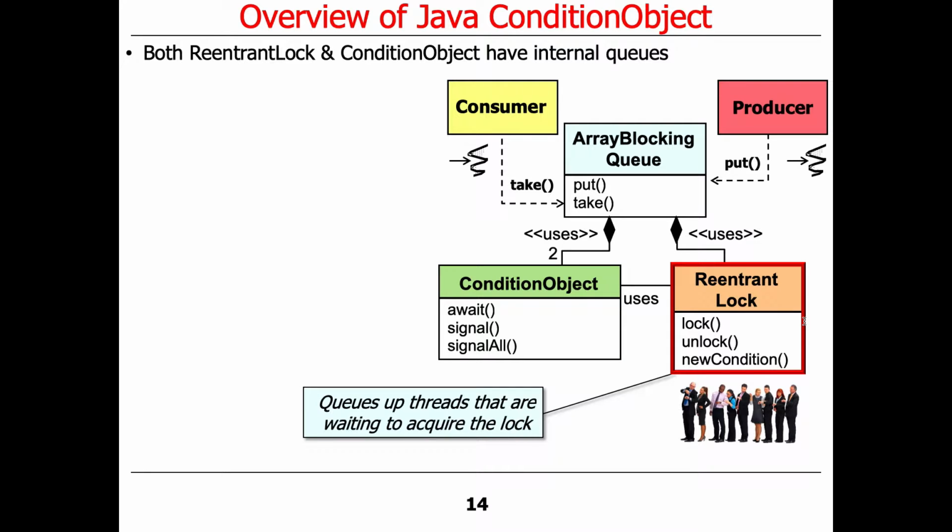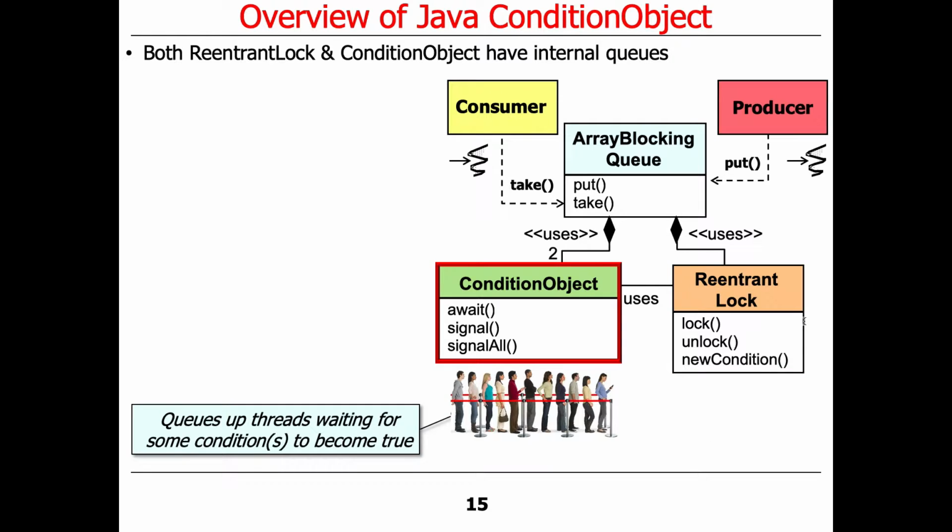So the ReentrantLock's queue is used to queue up the threads that are waiting to get the lock, and the condition object's queue is used to queue up threads waiting for some condition or conditions to become true. So they're waiting for two different kinds of things. This is waiting to get access, and this is waiting to do something once you get inside the guarded suspension region. Once you're inside that critical section, this is going to be used to wait for something to happen.